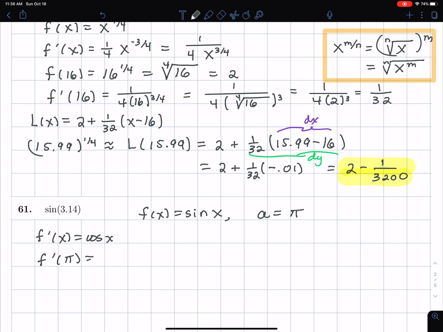And then I have f prime of a, which is f prime of pi. Well, I'm sorry, I don't want to do f prime yet. I'll do that in a moment. f of a is sine of pi. Well, sine of pi is equal to 0. And I suppose I can draw a little picture of the unit circle to justify my statement there. Cosine pi is negative 1.